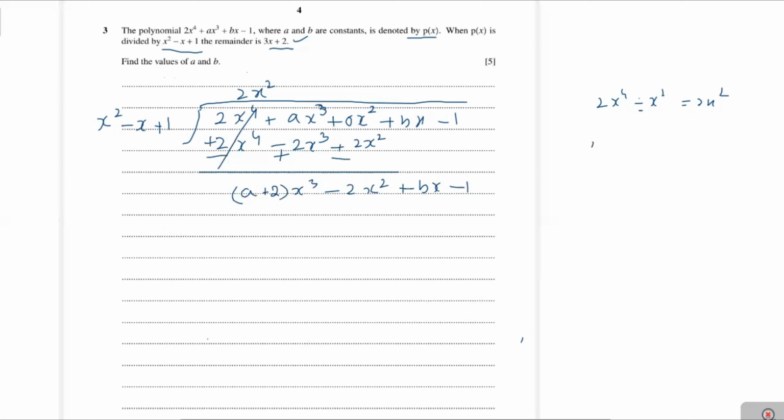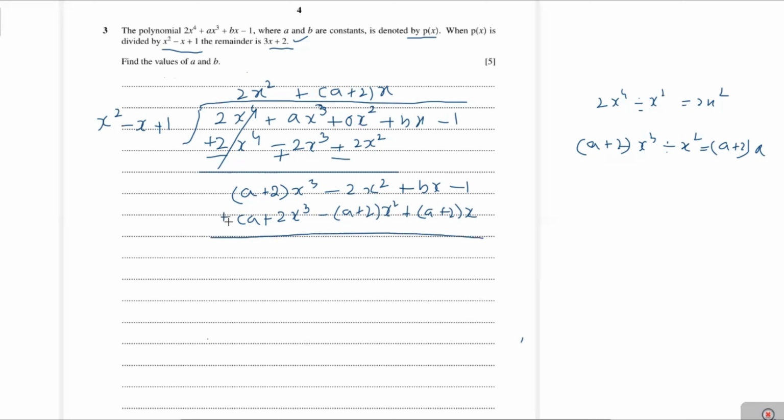Now we divide (a plus 2) x cubed by x squared, we get (a plus 2)x. Now we multiply this expression x squared minus x plus 1 by (a plus 2)x, we get (a plus 2)x cubed minus (a plus 2)x squared plus (a plus 2)x.